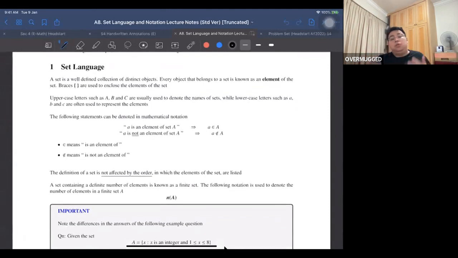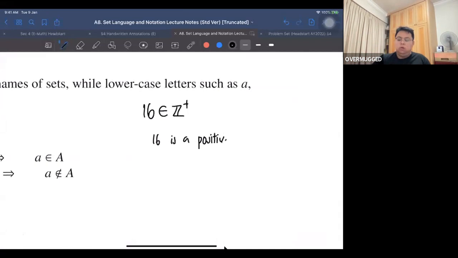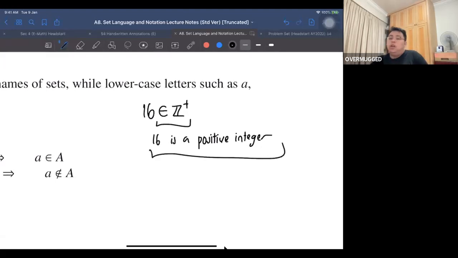Now, set language is basically like a new form of writing mathematics. We as mathematicians are very lazy people. I don't like to write very long lines. Let me give you an example right here. If I write this, so for example, maybe the answer is 16, and I write this element symbol, this Z symbol, and this plus symbol, what this means is 16 is a positive integer. If you realize, writing this is like 0.5 seconds, this is about 2 seconds.